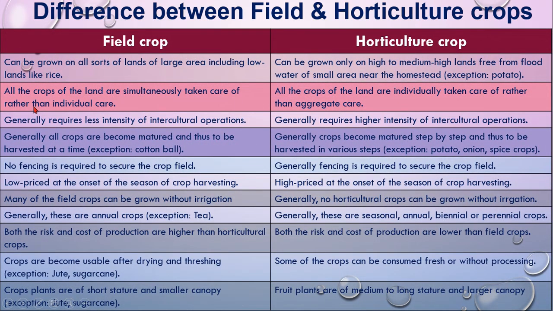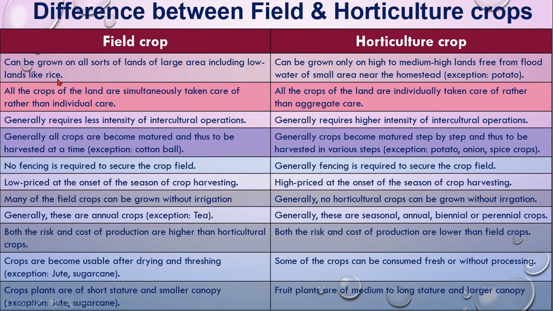Now the important thing is, you might get this type of question in your exam, which is the difference between field and horticulture crop. This is the characteristics of field crop and this is horticulture crop. If the question is to explain the characteristics, then you have to write the way I showed you previously. But if they ask for difference, or compare, or between, at that time you have to draw this table and compare like this, field crop and horticulture crop.